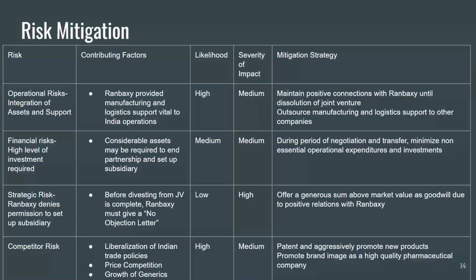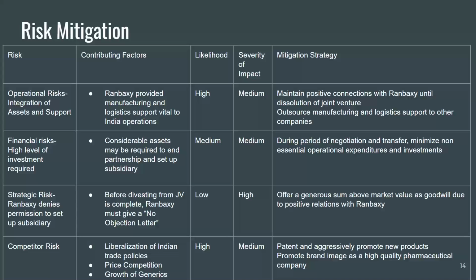The financial risk involved is the considerable amount of cash required to end the joint venture and set up the subsidiary. To minimize the negative impact of excess costs, non-essential investments and operating expenditures should be limited until normal operations can continue. There is a small but costly possibility that Ranbaxy denies Eli Lilly permission to set up a wholly owned subsidiary before the joint venture is dissolved. A no objection letter is required from Ranbaxy according to Indian regulations on foreign direct investment. To ensure this strategic risk does not occur, a large sum as goodwill should be offered in exchange for the previous cordial relationship.